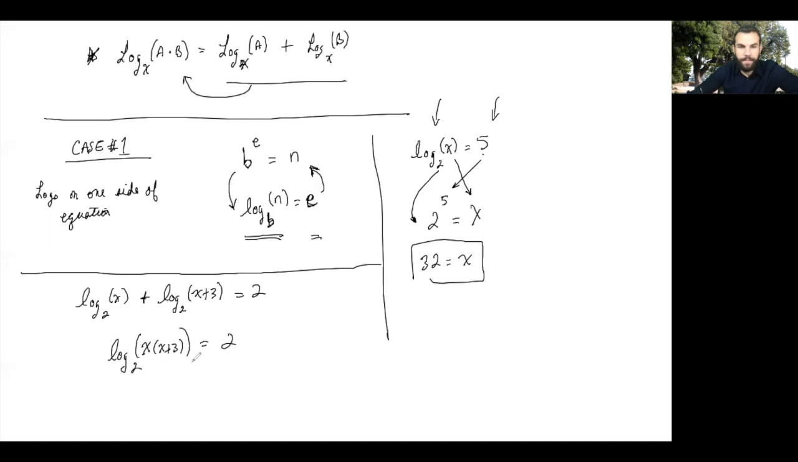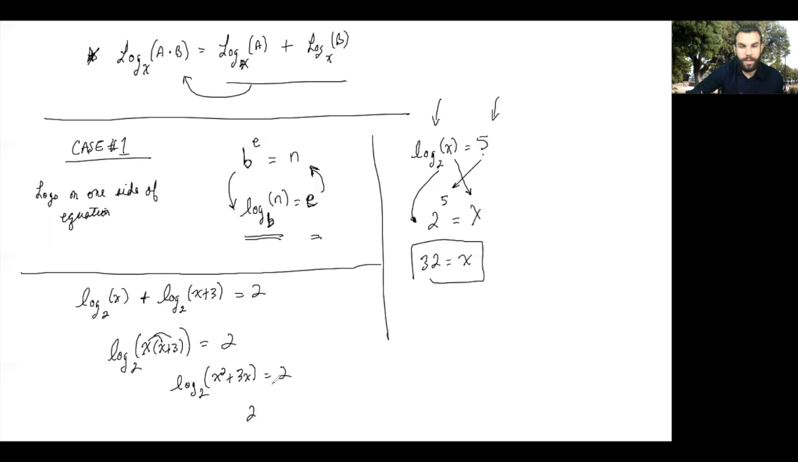Okay, now what? Well, we can simplify inside the log, so we're going to get log base 2 of, we're going to distribute that x. So x squared plus 3x equals 2. Now we are in our form that we want, 1 log equal to some number, right? Case 1. So we're going to convert now into exponential form.